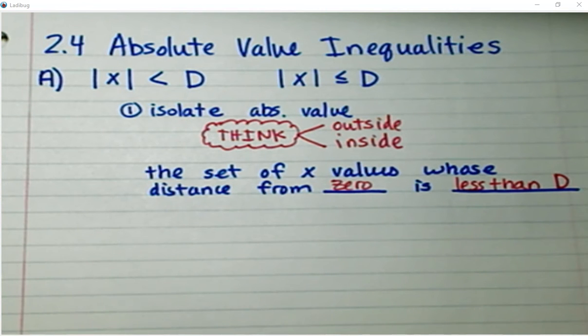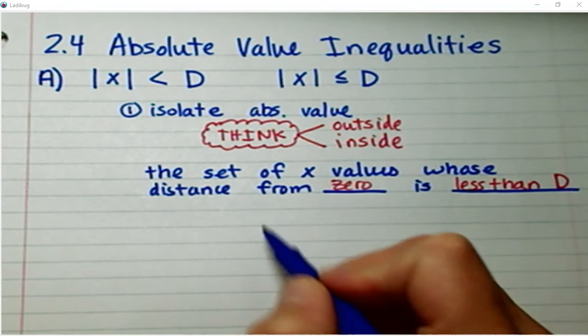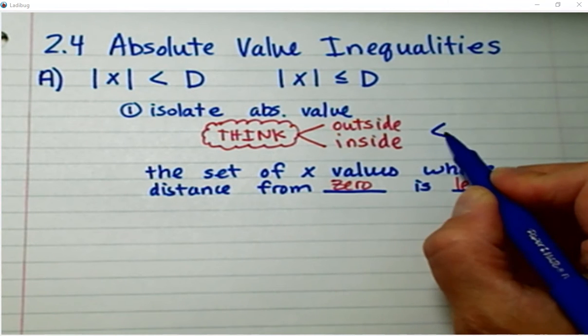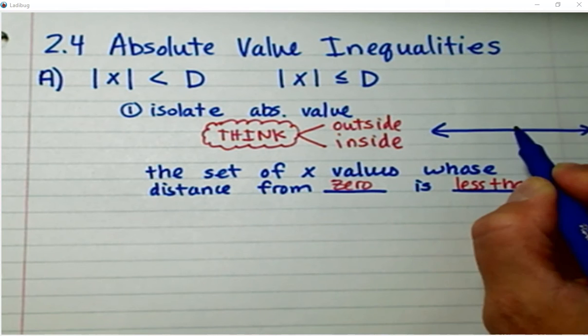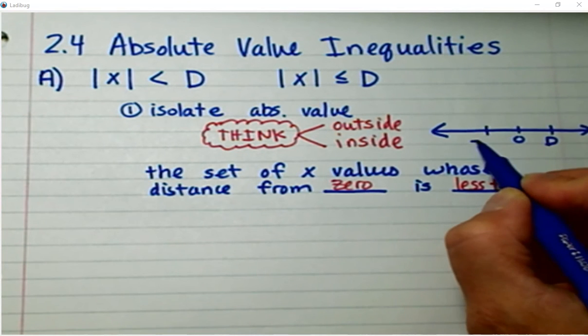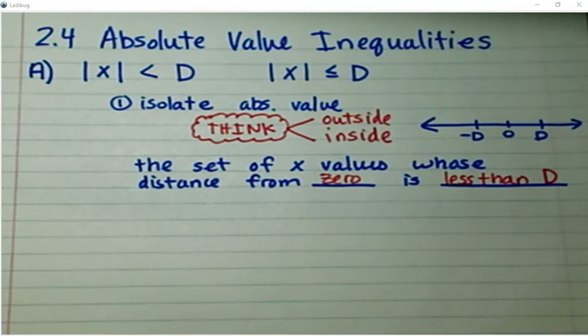Okay, so we're going to draw a number line. And we're going to think about numbers that could be less than d. So I'm going to draw my number line right here. There's my 0. There's my d. There's my negative d. Not a smiley or winky face. It's a d.